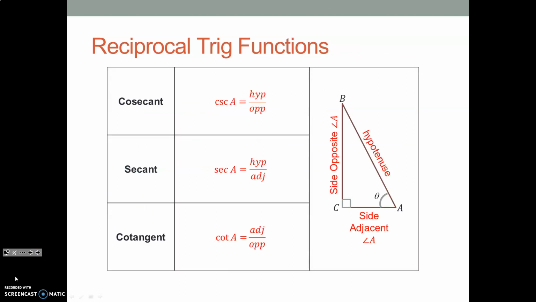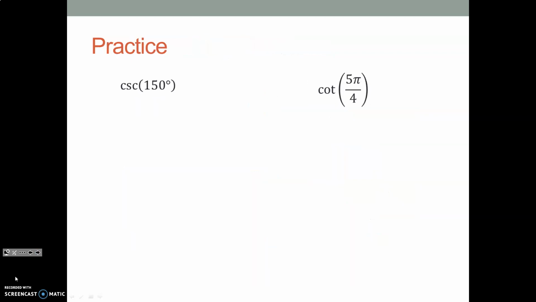Cosecant is just the opposite of sine, so it's hypotenuse over opposite. Secant is the opposite of cosine, so it is hypotenuse over adjacent. That's where the flip happens. And then cotangent is adjacent over opposite, which is just the opposite of tangent. That's how I remember those. Now, like I said, you really don't use these to solve things with triangles, but what you can use these for is what we were just doing earlier.